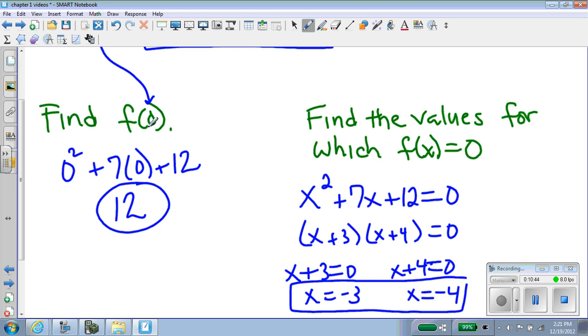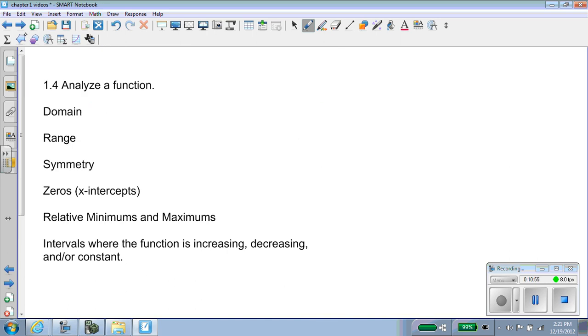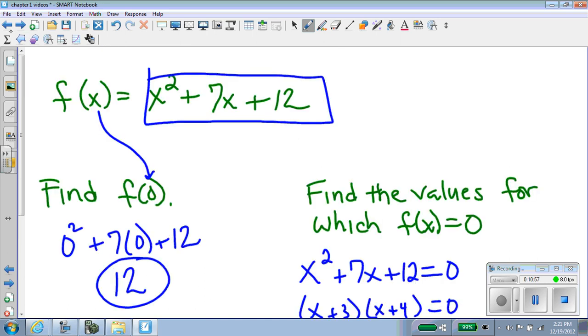In essence, f of 0 is finding a y-intercept. f of x equals 0, finding the x-intercepts. Okay, that is it for today.